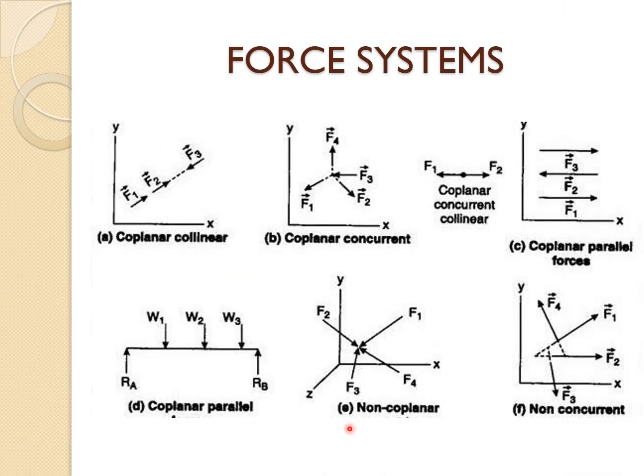Here is the glimpse of force systems. A collinear force system acting on a plane is called a coplanar collinear force system. A concurrent force system acting on a plane is called a coplanar concurrent force system. And a concurrent force system acting in a space is called a non-coplanar concurrent force system.